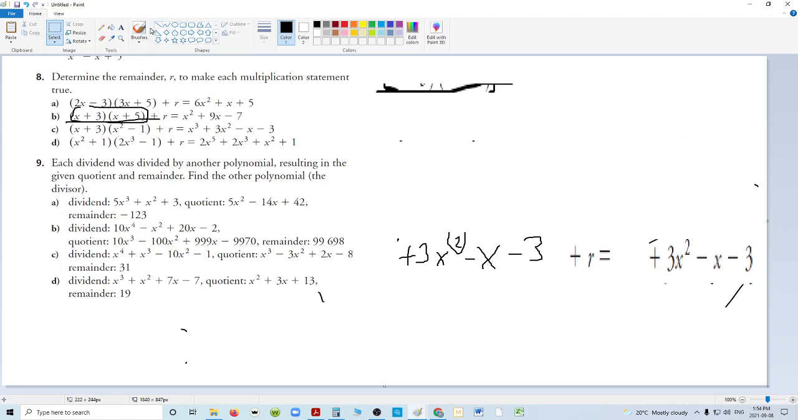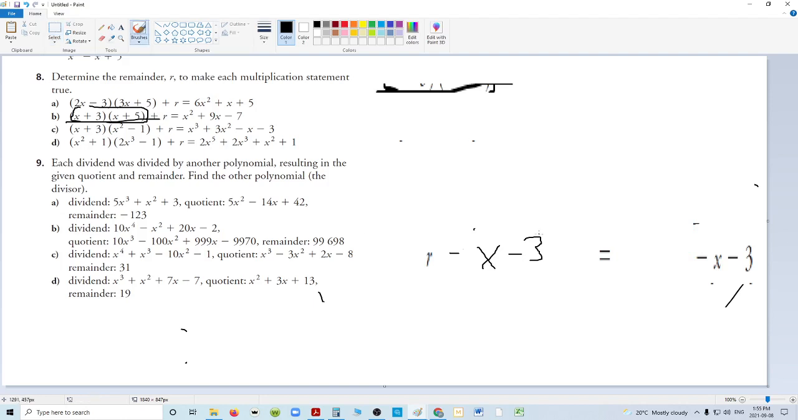When I subtract 3x squared from this side, and 3x squared from this side, they disappear. So you can see the x squareds are gone. I'm left with minus 1x minus 3 plus r. And if you want, you can rearrange that. That just becomes r minus x minus 3. By the way, the x squared on this side disappear.